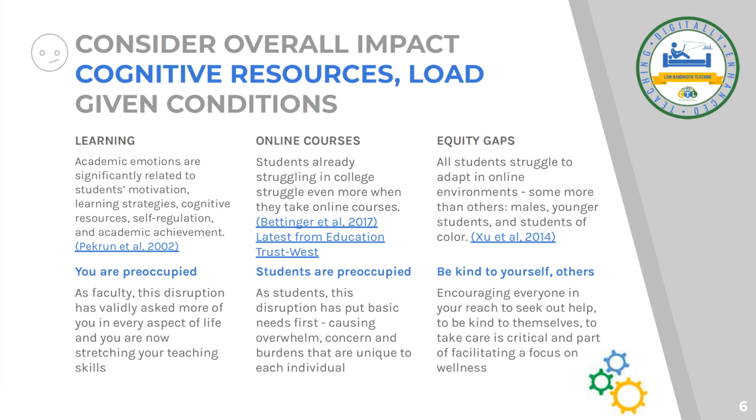Consider the overall impact and cognitive resources needed, or load, given the conditions. In regards to learning, academic emotions are significantly related to students' motivation, learning strategies, cognitive resources, self-regulation, and academic achievement. In online courses, students already struggling in college struggle even more when they take online courses. And critical equity gaps show us that all students struggle to adapt in online environments, some more than others, including males, younger students, and students of color.